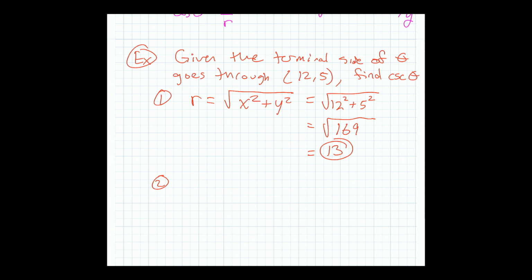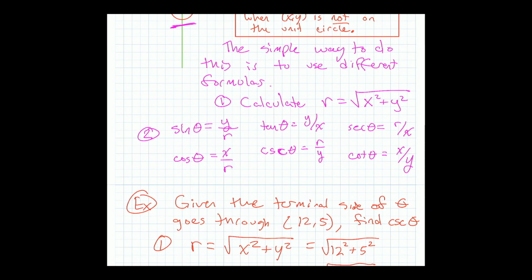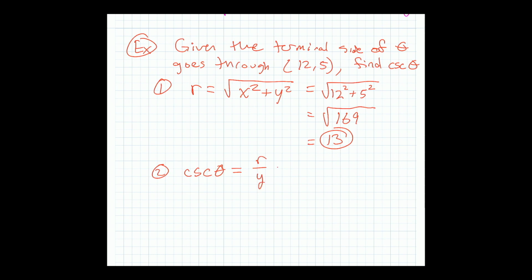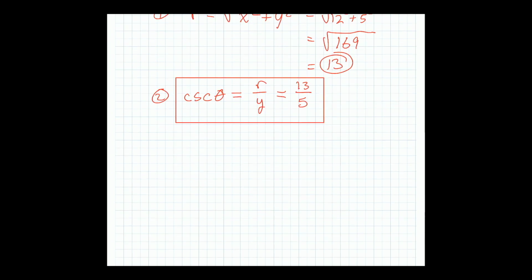Then we want cosecant, but we're not going to use the original cosecant formulas or the right triangle. We're not going to use the right triangle or the unit circle formulas. We're going to use these formulas, the ones we just came up with. So cosecant theta is r over y. And then we fill in the numbers. So what's r? 13. What's y? 5. Done. It's that easy.